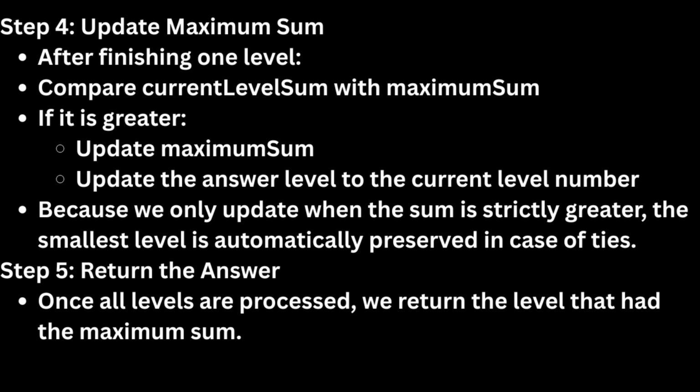Step 4. Update maximum sum. After finishing one level, compare current level sum with maximum sum. If it is greater, update maximum sum. Update the answer level to the current level number. Because we only update when the sum is strictly greater, the smallest level is automatically preserved in case of ties. Step 5. Return the answer. Once all levels are processed, we return the level that had the maximum sum.